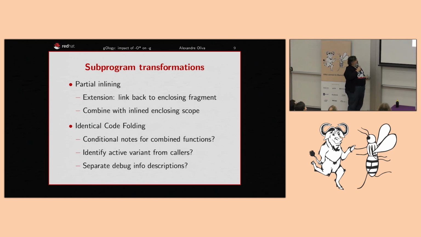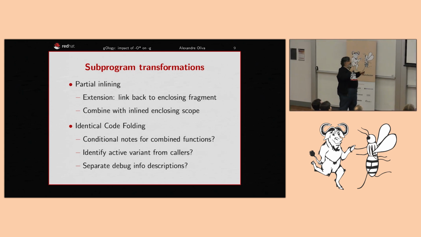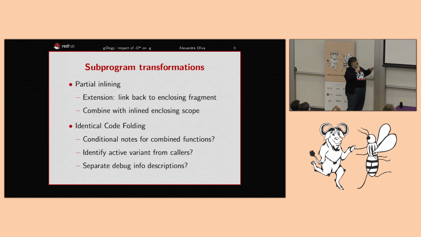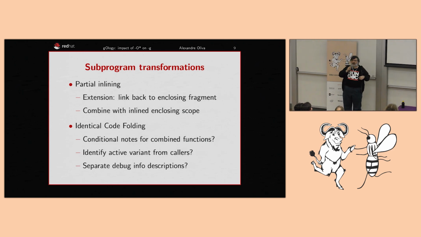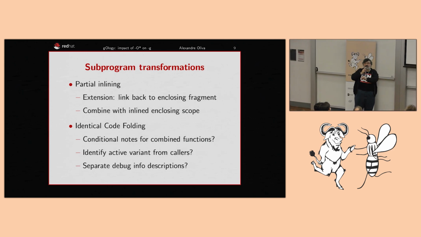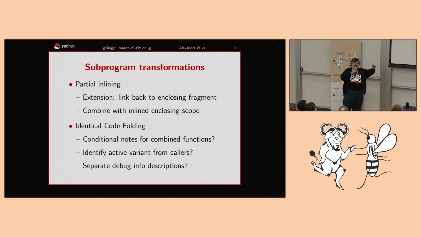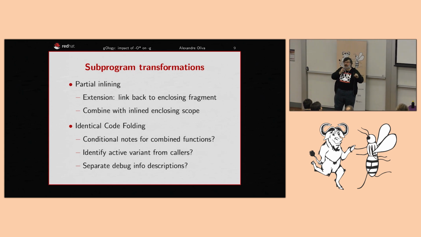And finally, two particularly tricky cases that can use the crazy ideas that I mentioned. One is partial inlining. We currently don't deal with that very well at all. But we need some extension to be able to link one part of the function that was kept out of line back to the other part that was inlined. And if we get that, I guess a lot of the issues just go away.